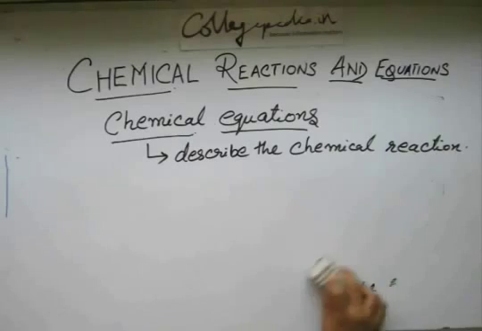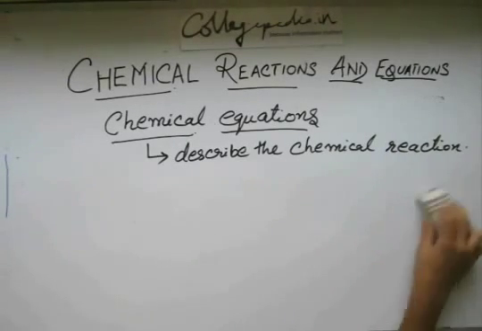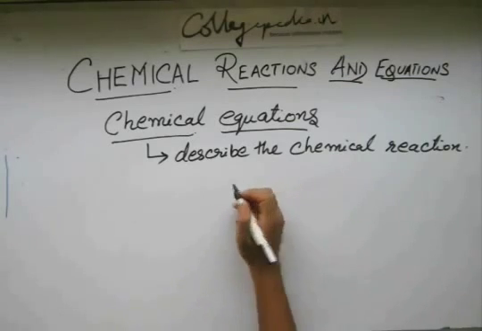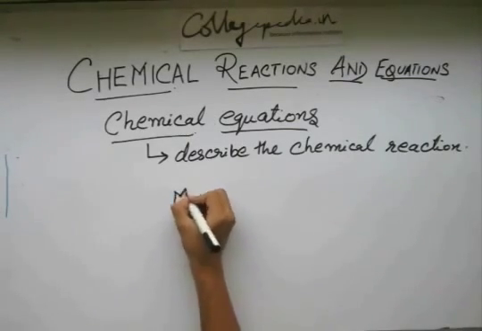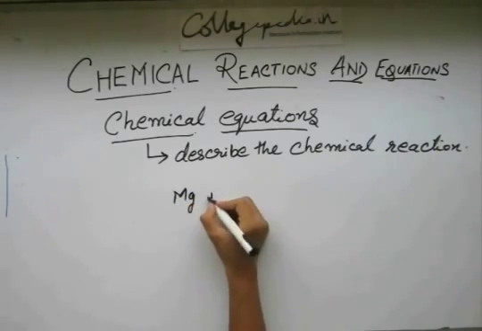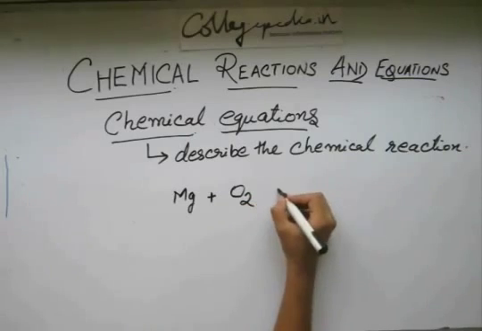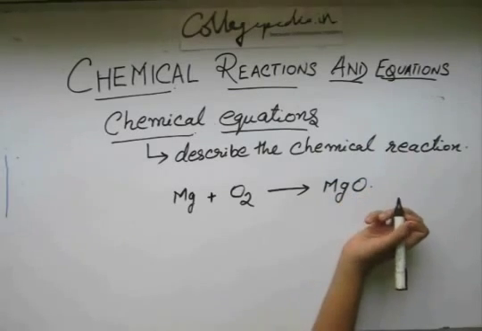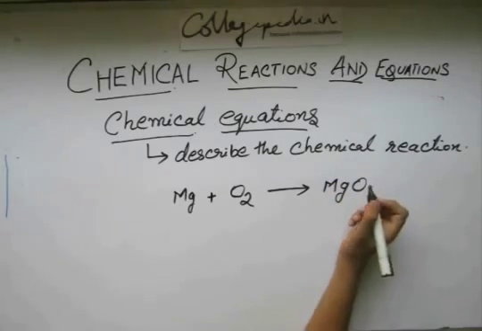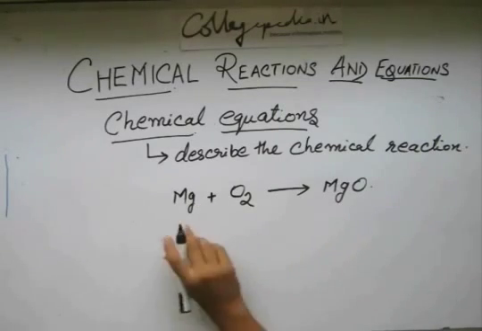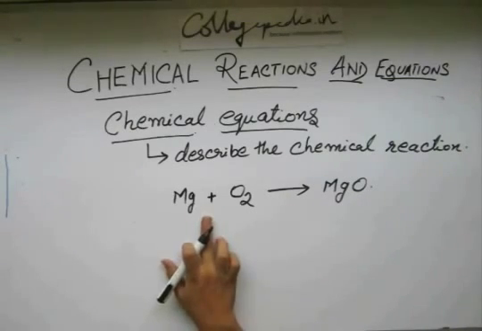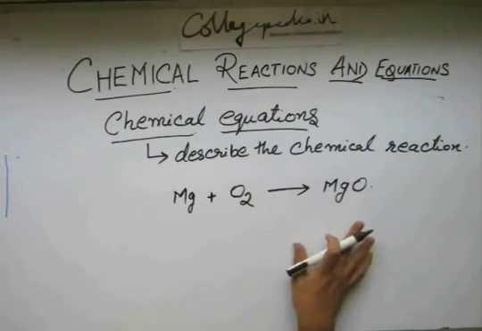And while writing these chemical equations, you never write the full name of the reactant. You only write the formula. Like in our magnesium example, you have magnesium reacting with oxygen to form magnesium oxide. So this magnesium reacts with oxygen to form magnesium oxide. Reactants, products separated by plus signs, arrowhead pointing towards the product.